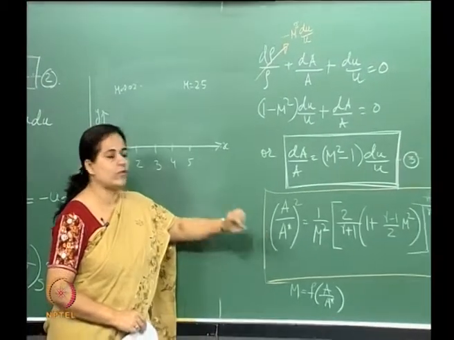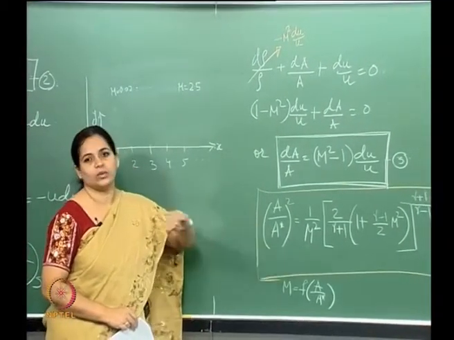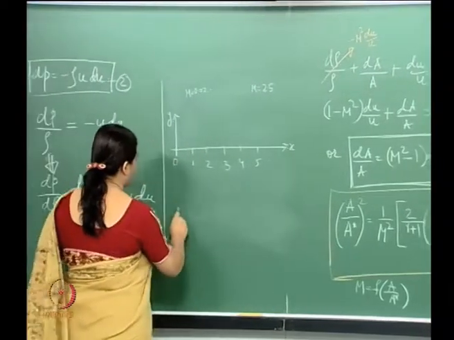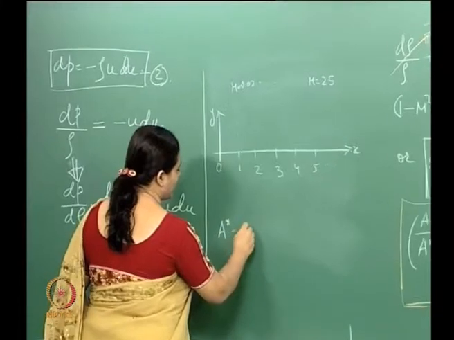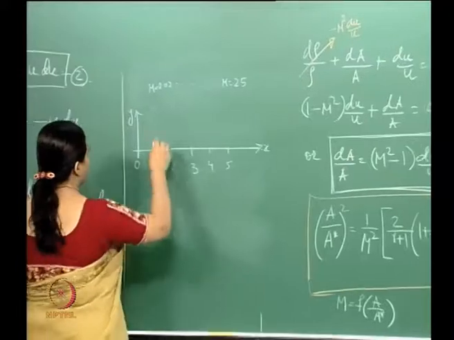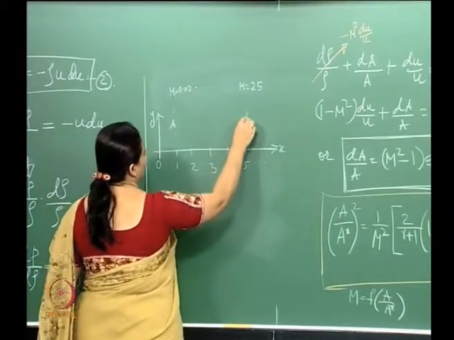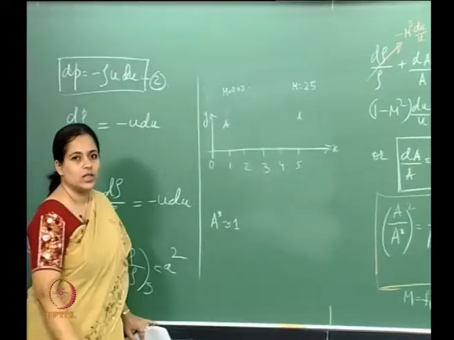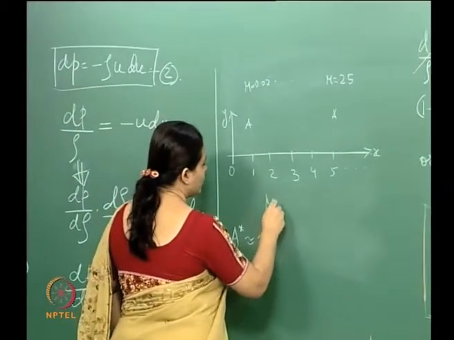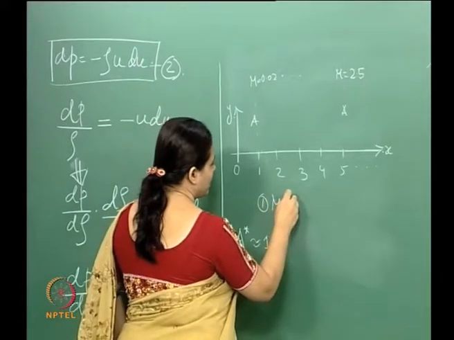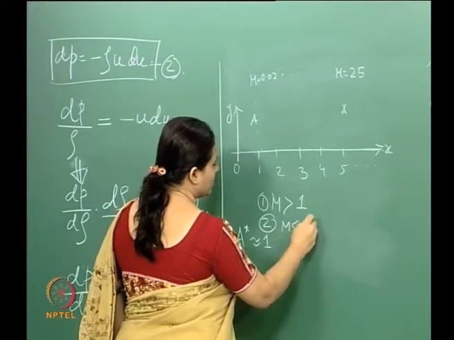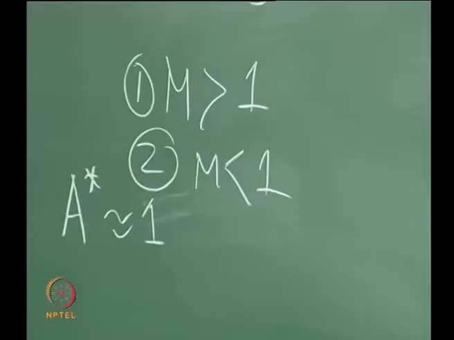And let us just say for conjecture's sake that A star is equal to unity, so say the area at the throat, just for a test case. Then we will be able to calculate the area at each location. What I have done is two cases: one is where the flow is supersonic and the other where the flow is subsonic. So we will do these things.